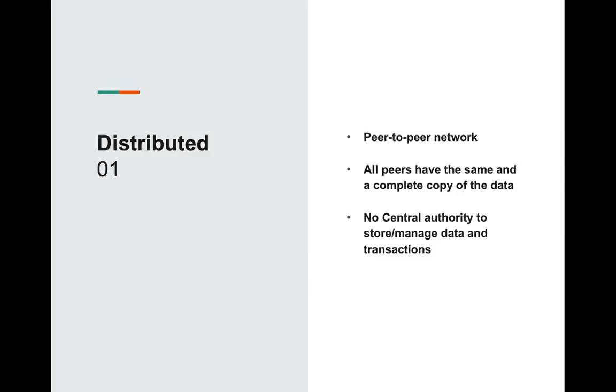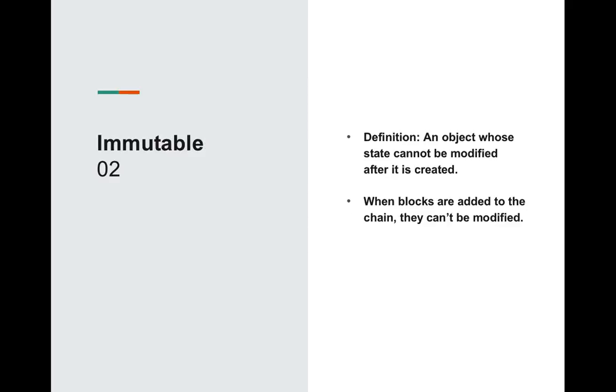So number one, distributed. This means that every single node or participant or peer inside the network has the same data and the complete data available, and there is no single central authority to store or manage the data and the transactions.